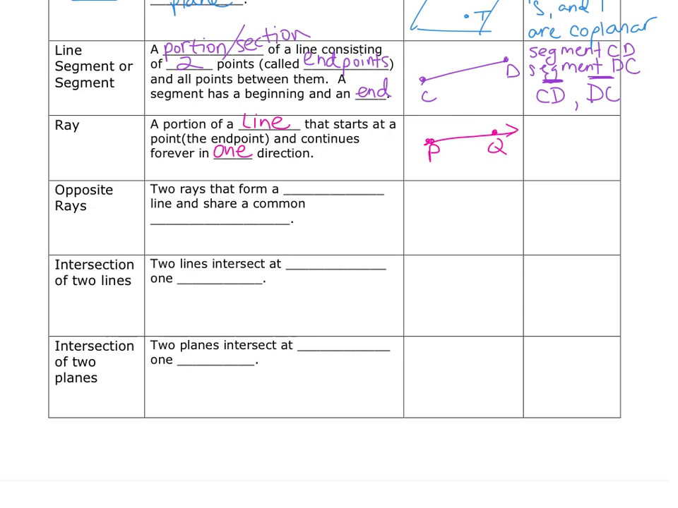Point Q, our ray keeps on going through that point Q, so it keeps on going towards the right. The way that we're going to write this, then, we can put the word ray PQ, or with the symbol PQ. Notice it starts at point P and the arrow goes through point Q.